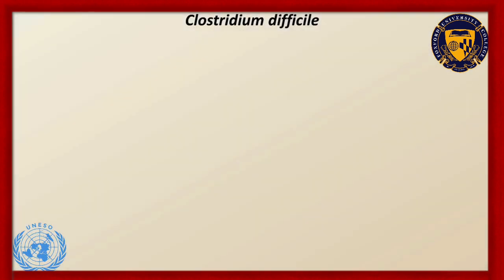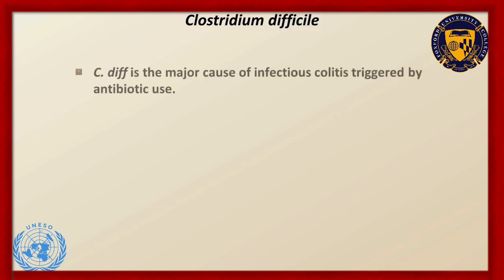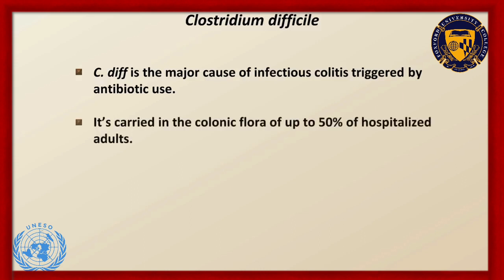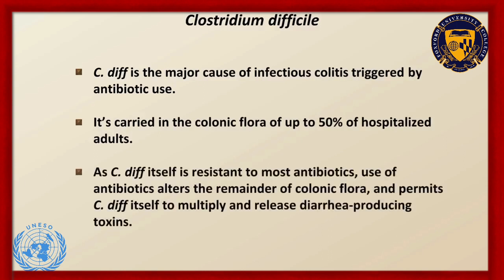I'll end the lecture talking about Clostridium difficile. C. diff, as it's more commonly known, is the major cause of infectious colitis triggered by antibiotic use. It's carried in the colonic flora of up to 50% of hospitalized adults. As C. diff itself is resistant to most antibiotics, use of antibiotics alters the remainder of colonic flora and permits C. diff itself to multiply and release diarrhea-producing toxins.